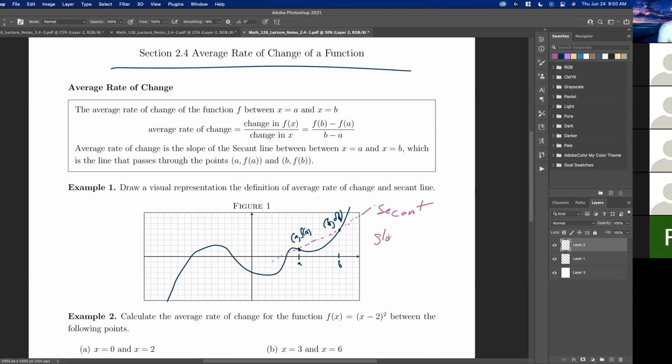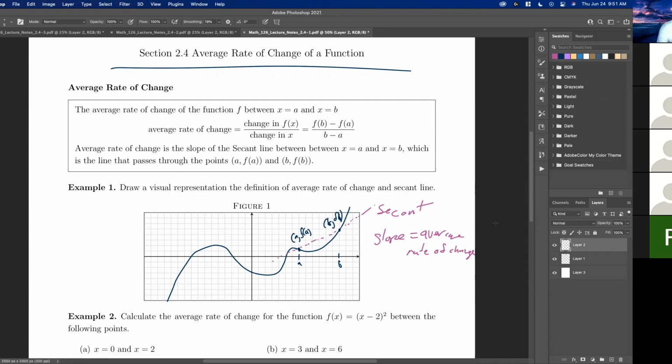And the slope of this line, the slope of the secant line, is equal to the average rate of change. So here we're going to draw a secant line through the 2 points. And the slope of this line is the average rate of change of the function between A and B.